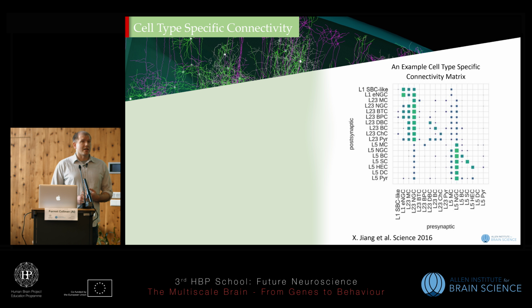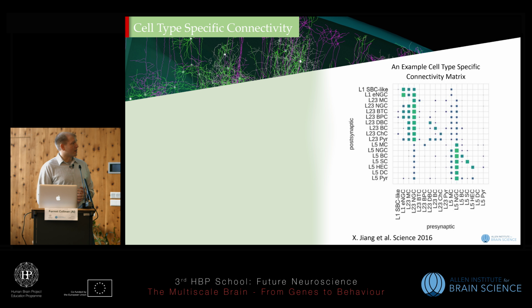Okay, so what is the cell type specific connectivity problem? Quite simply, we'd like to have an understanding of how all the different types of cells in the brain are connected to one another. And the final output of such an understanding could be summarized in matrices such as these.